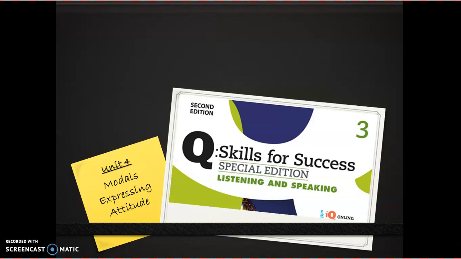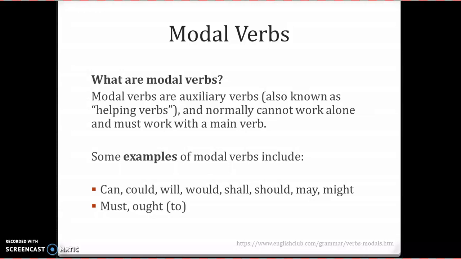We will be looking at Q Skills 3, Listening and Speaking, Unit 4, Modals Expressing Attitude. Before we begin looking at modals expressing attitude, let's take a look at modal verbs themselves.